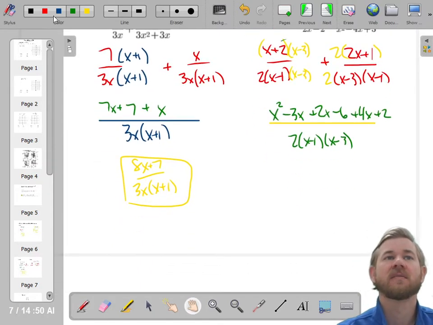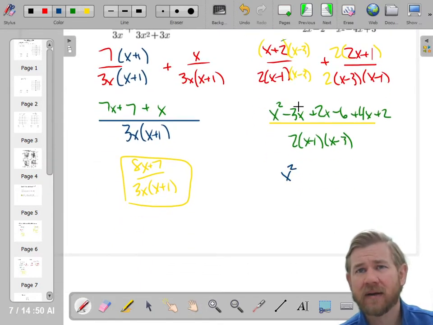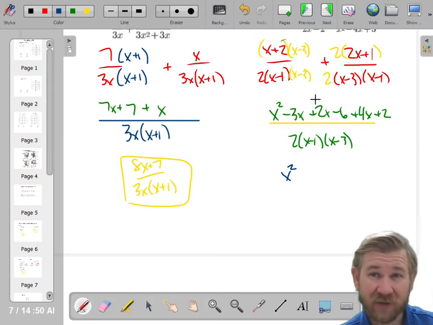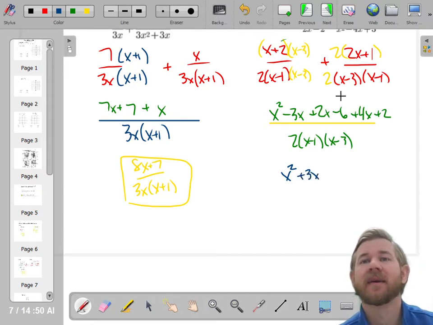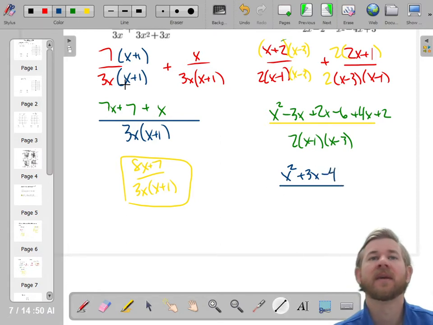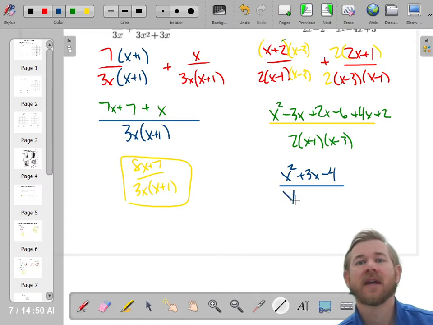We'll look for like terms. X squared, negative 3 plus 2 is negative 1. Negative 1 plus 4 is 3x, and then we have negative 6 and 2 make negative 4. And then on the bottom it still doesn't change: 2, x minus 1, x minus 3.